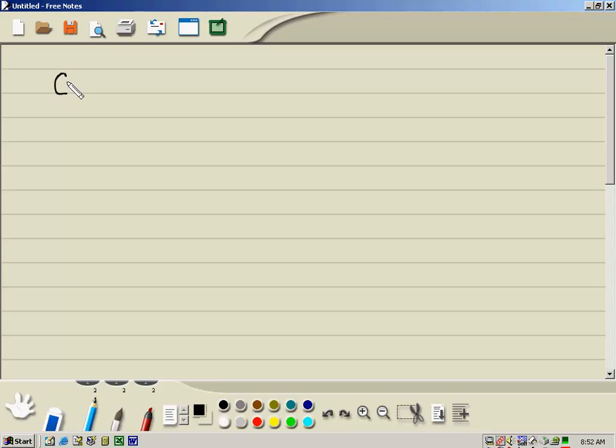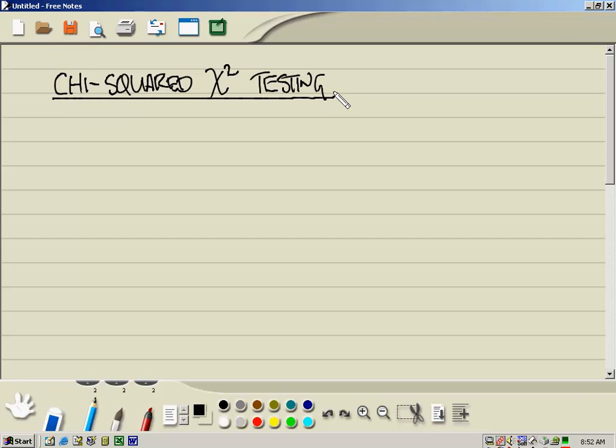Today we're going to start with a topic called chi-squared testing. Chi-squared is written like that, and chi-squared is another probability distribution like the Z or T, and we can do several interesting tests involving that, and of course we can do many more than what we'll cover here.